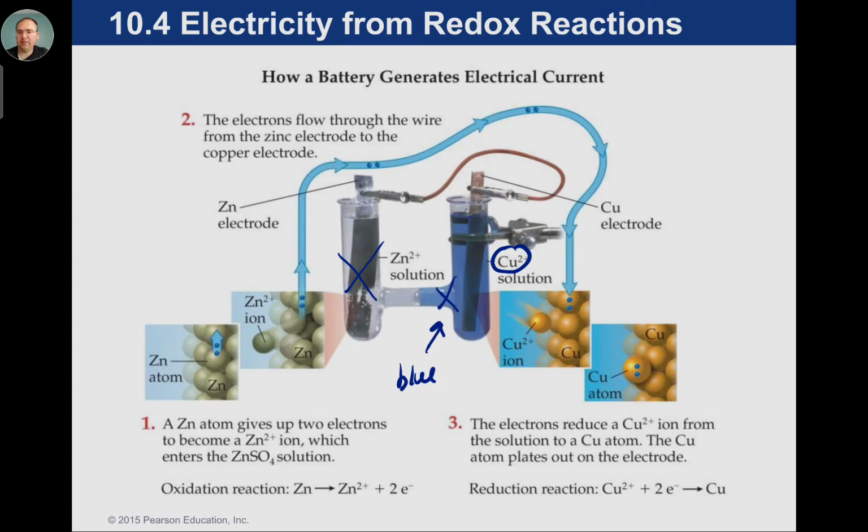If the zinc's gone, that just means there's nobody to give. And if the blue solution's gone, that means there's no more copper ions to gain. And when either one of those runs out, the battery dies. And that's what happens all the time. This battery just doesn't happen to be rechargeable.